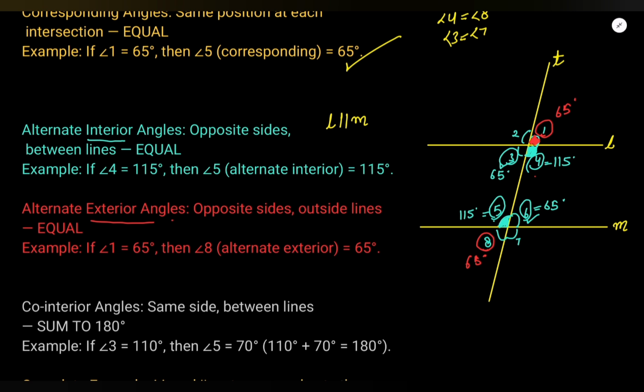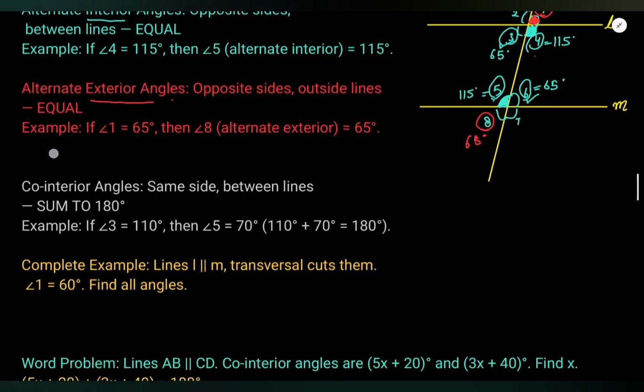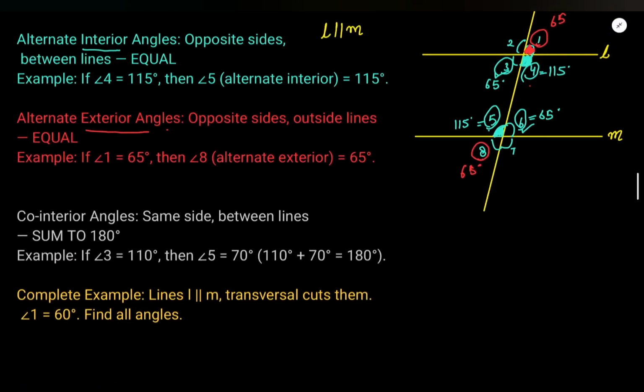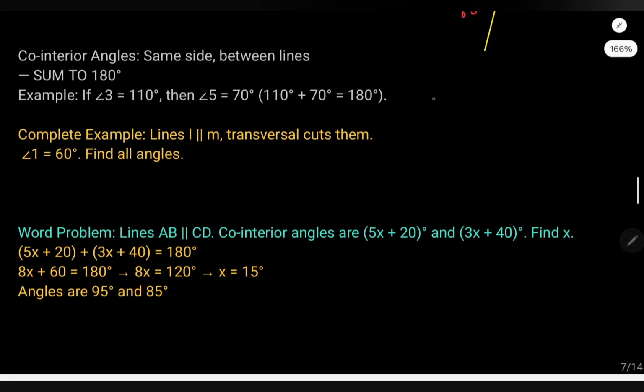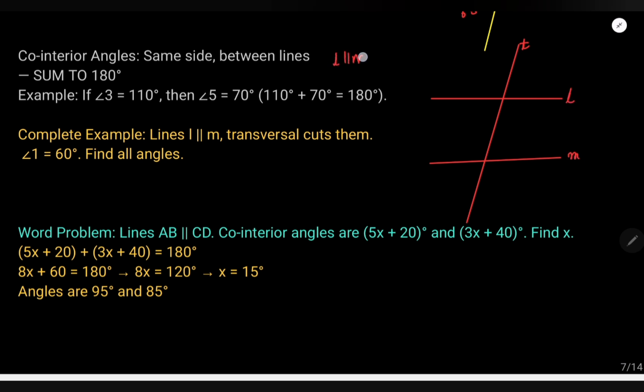Okay, so now we have learned about corresponding angles, alternate interior angles, alternate exterior angles, and now we come to co-interior angles. I will again draw two parallel lines. First line, second line, and then I will draw a transversal T. This is L, M. L is parallel to M.